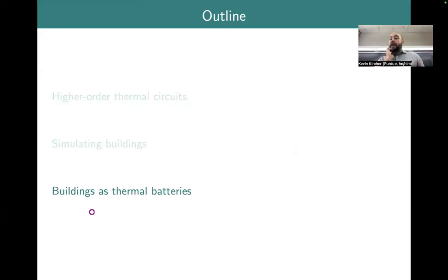Okay, so then today we're going to talk about this analogy between buildings and batteries, or thermal batteries, if you like. So we'll talk about ways to view sort of the indoor air as a thermal battery, and then the thermal mass, the construction materials, the furniture, things like that, as kind of a thermal battery as well. And this ties into a broader theme.